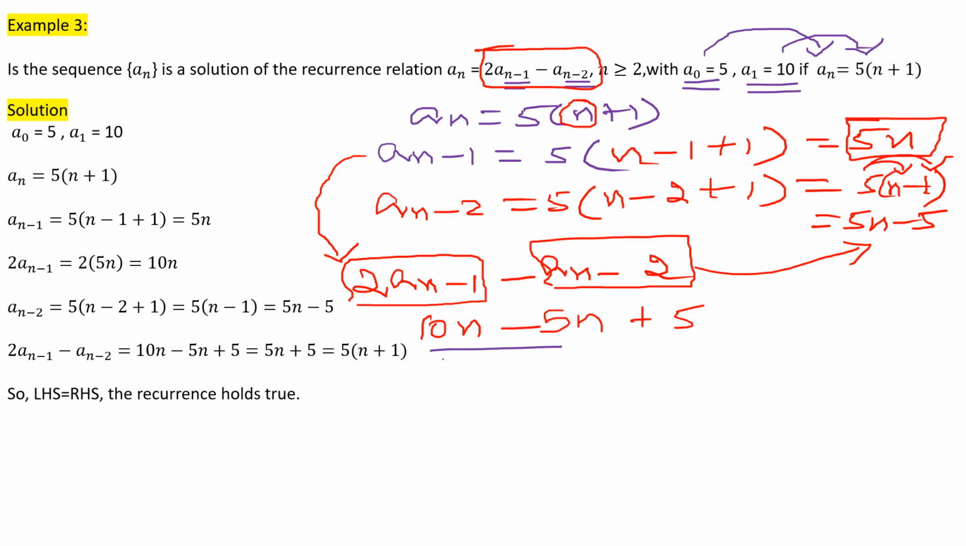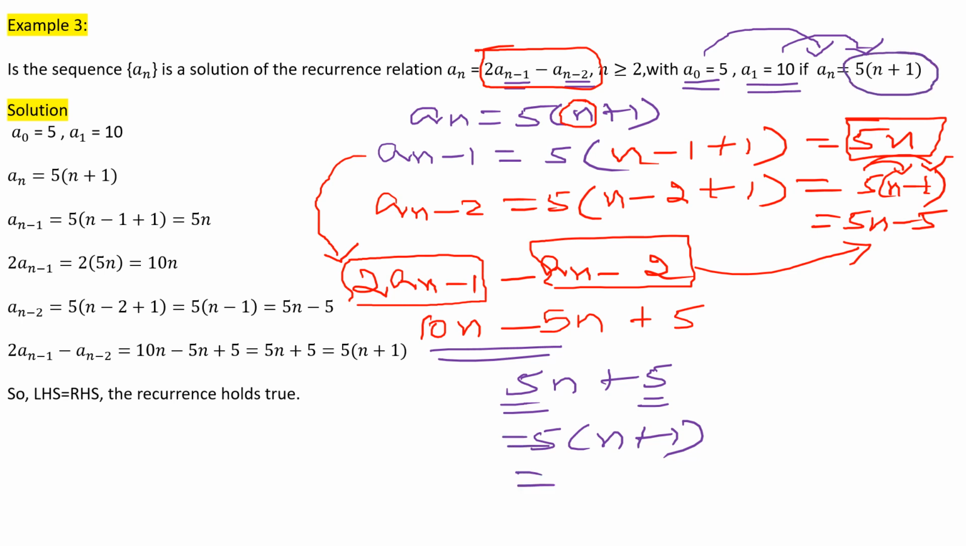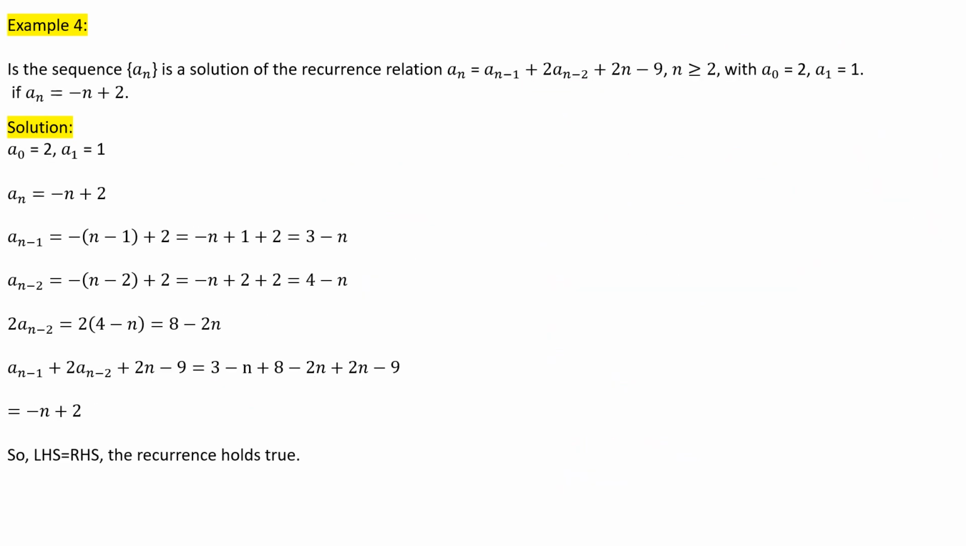By comparing this, you will get 5n plus 5. Taking 5 as a common factor, we will get 5 times n plus 1. Okay, this is nothing but a sub n. So we say left hand side equal to right hand side. The recurrence relation is true.